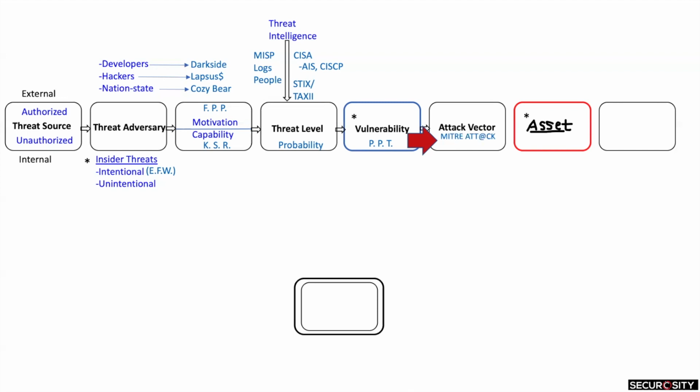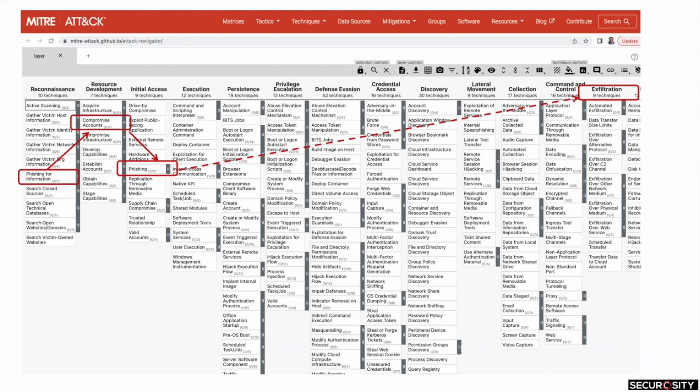It's a globally accessible knowledge database of adversary tactics and techniques based on real-world observations. For example, this is the attack matrix for enterprise. We can see the techniques our adversary may leverage to carry out an attack. The adversary may fish for information in the reconnaissance pillar and then compromise accounts in the resource development pillar, and then conduct phishing in the initial access pillar and move down to the exfiltration pillar.